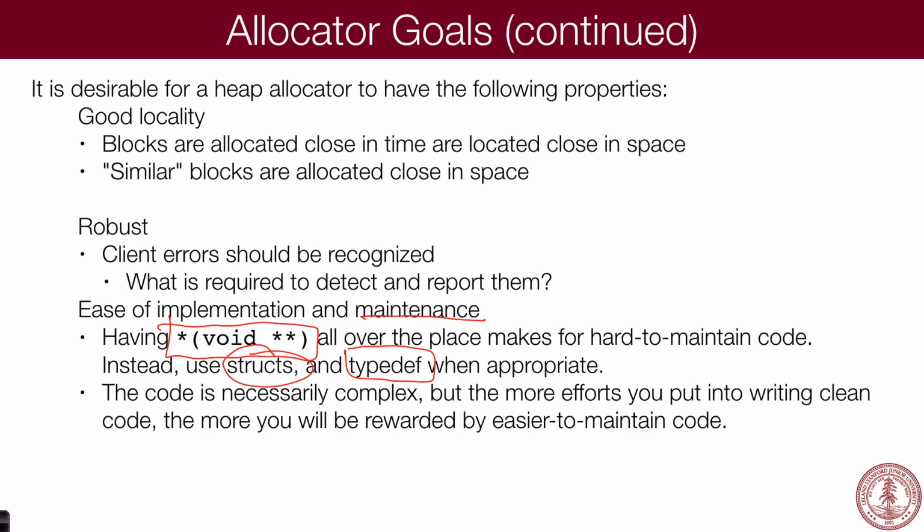You have the offsets built into the struct, and the compiler takes care of all that for you. So if you can, try to avoid too many void star star business things, and we'll get to more details about these later. Use structs as much as you can, and use typedefs as much as you can, and it will become much easier to maintain and to debug your code.